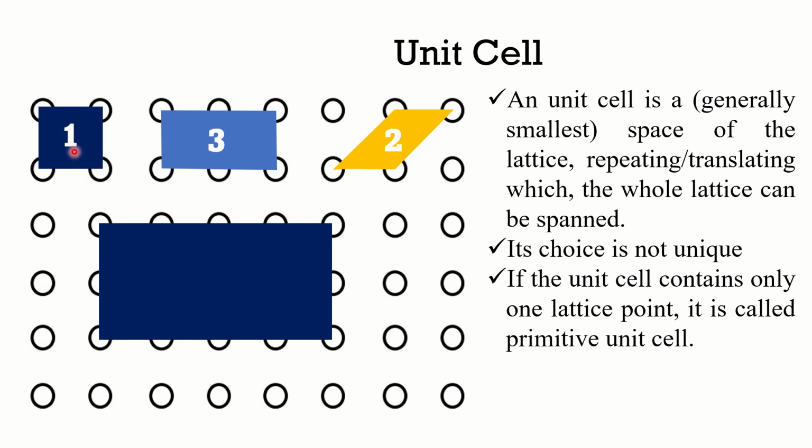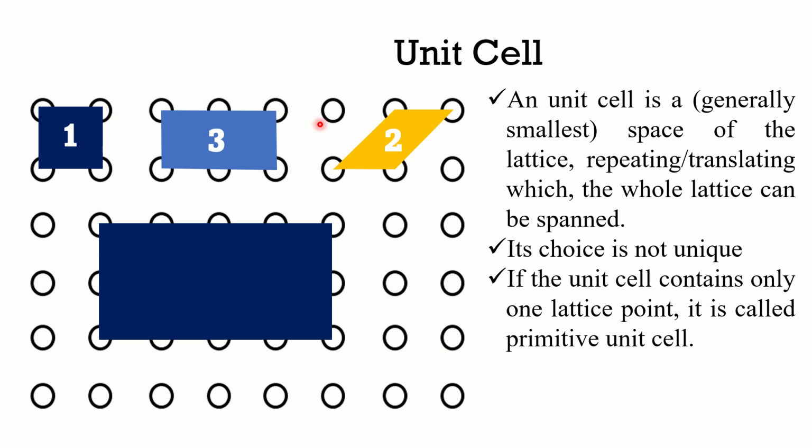And how many points does this unit cell have? 1, 2, 3, 4. 4. So 4 into 1 by 4 is equal to 1. So this unit cell has only one lattice point. Such a unit cell is called a primitive unit cell. Similarly, this is also one primitive cell. You can go back and check. This is also one primitive cell. Now, if I come to this, each of these corner points is shared by 4.